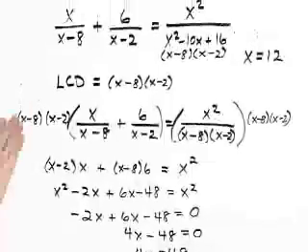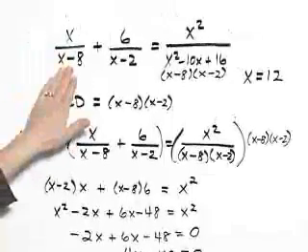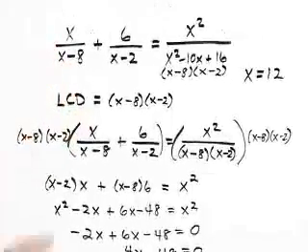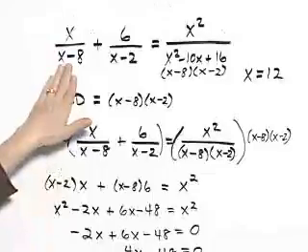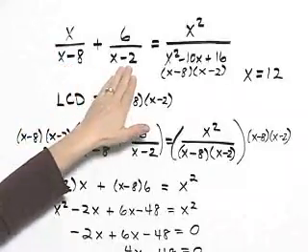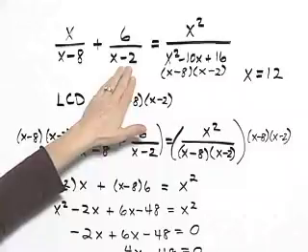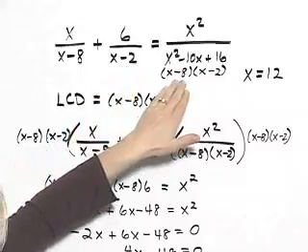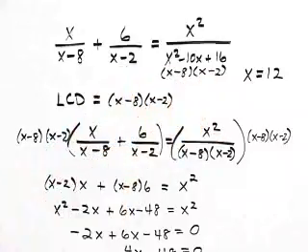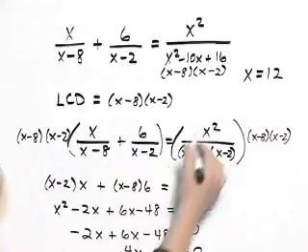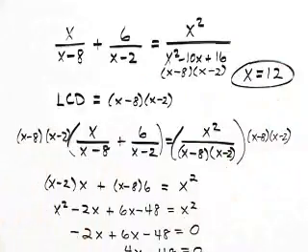If I were to put 12 back into this equation, I'm concerned about dividing by 0. So 12 minus 8 does not produce 0. 12 minus 2 does not produce 0. 12 minus 8 times 12 minus 2 does not produce 0. So we can indeed assume that the solution to this equation is x equals 12.